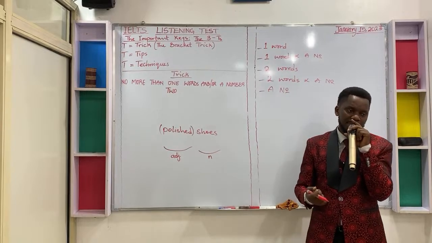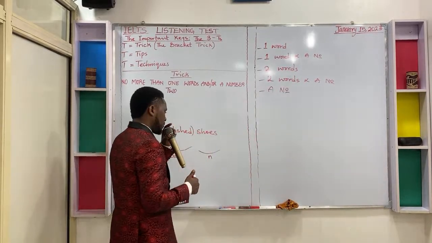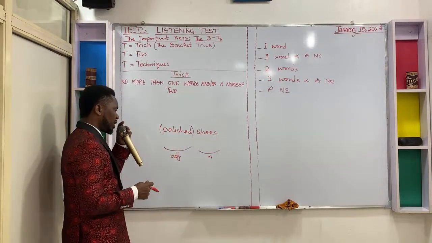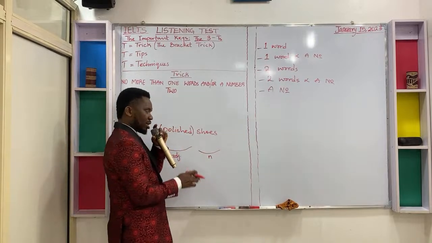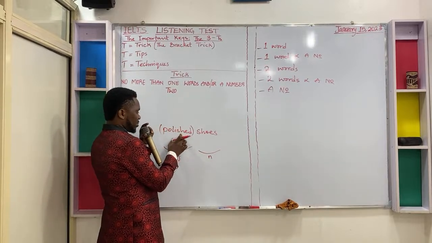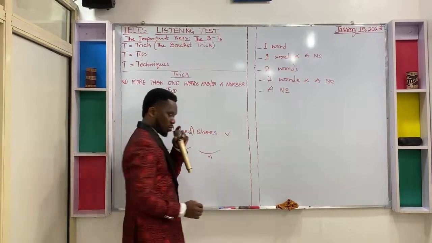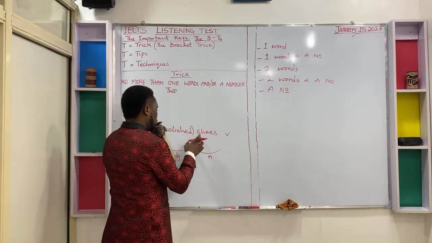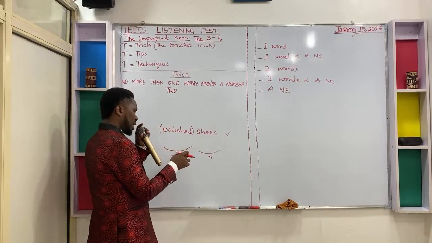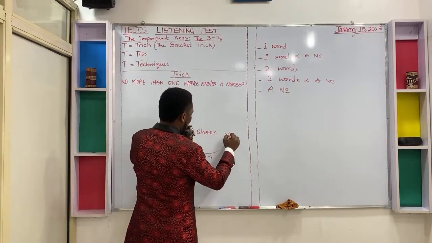So when the examiner is marking your script, if what they have earmarked to be the correct answer to that question happens to be just shoes, the examiner will just ignore polished because it is in brackets and you are good to go. If they want both polished and shoes to be the correct answer, polished is here, shoes is also here, so you are good.